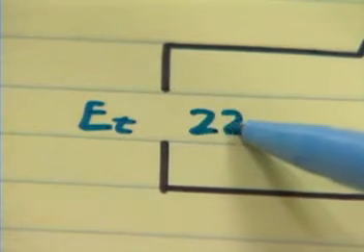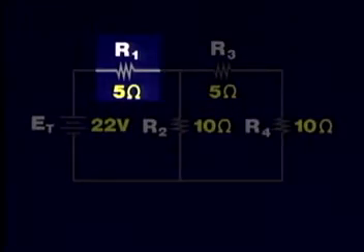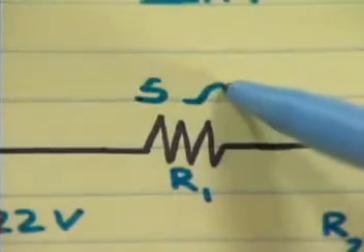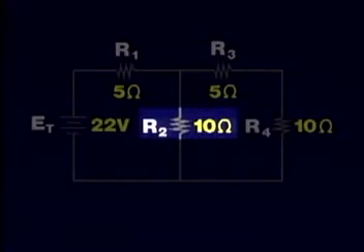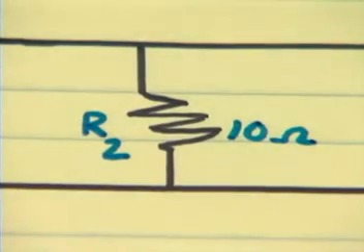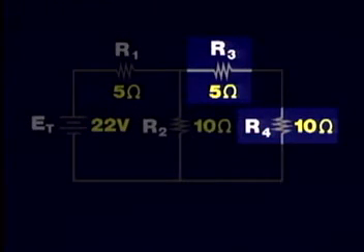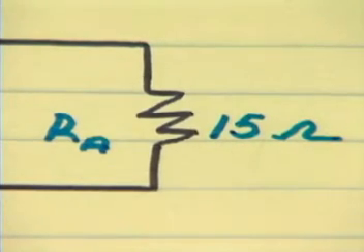Therefore, write 22 volts for the total voltage of the circuit. R1 is given as 5 ohms. Record 5 ohms on your drawing above R1. R2 is given as 10 ohms. Record 10 ohms next to R2. R3 and R4, which are connected in series, have a total resistance of 15 ohms. Record 15 ohms next to RA.